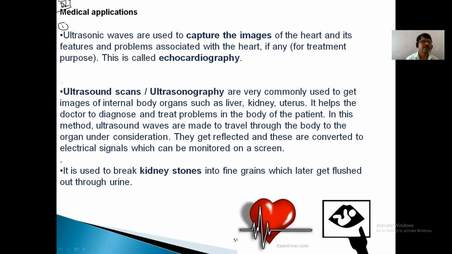1, 2, 3. These are the medical applications. The first medical application is echocardiography. Ultrasonic waves are used in echocardiography.